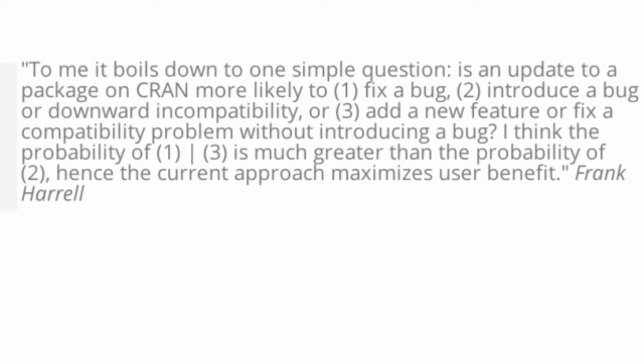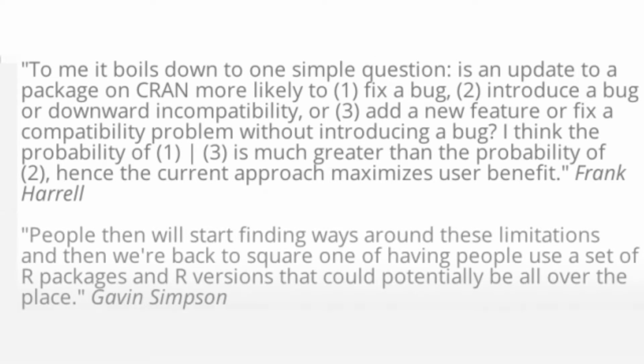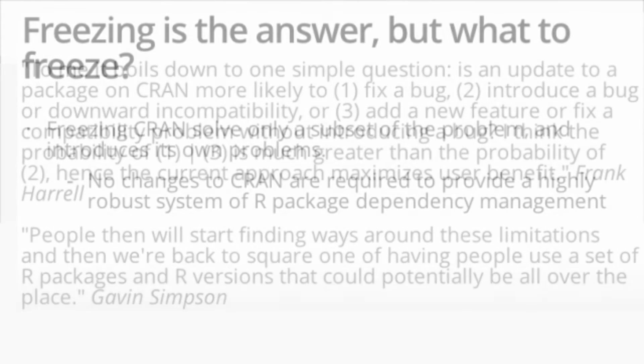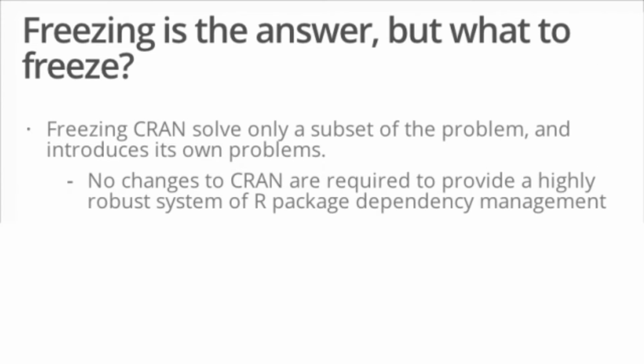They can fix a bug, they can overcome a compatibility problem, or they can introduce bugs. And I think, by and large, bugs get fixed and compatibilities get introduced. By and large, it's better if we have access to the latest code from package authors. And I think what happens is that if you don't, then people will find all sorts of workarounds, and you're sort of back to the same state that we were in. So I think freezing is definitely the answer. We have to figure out what to freeze, though.